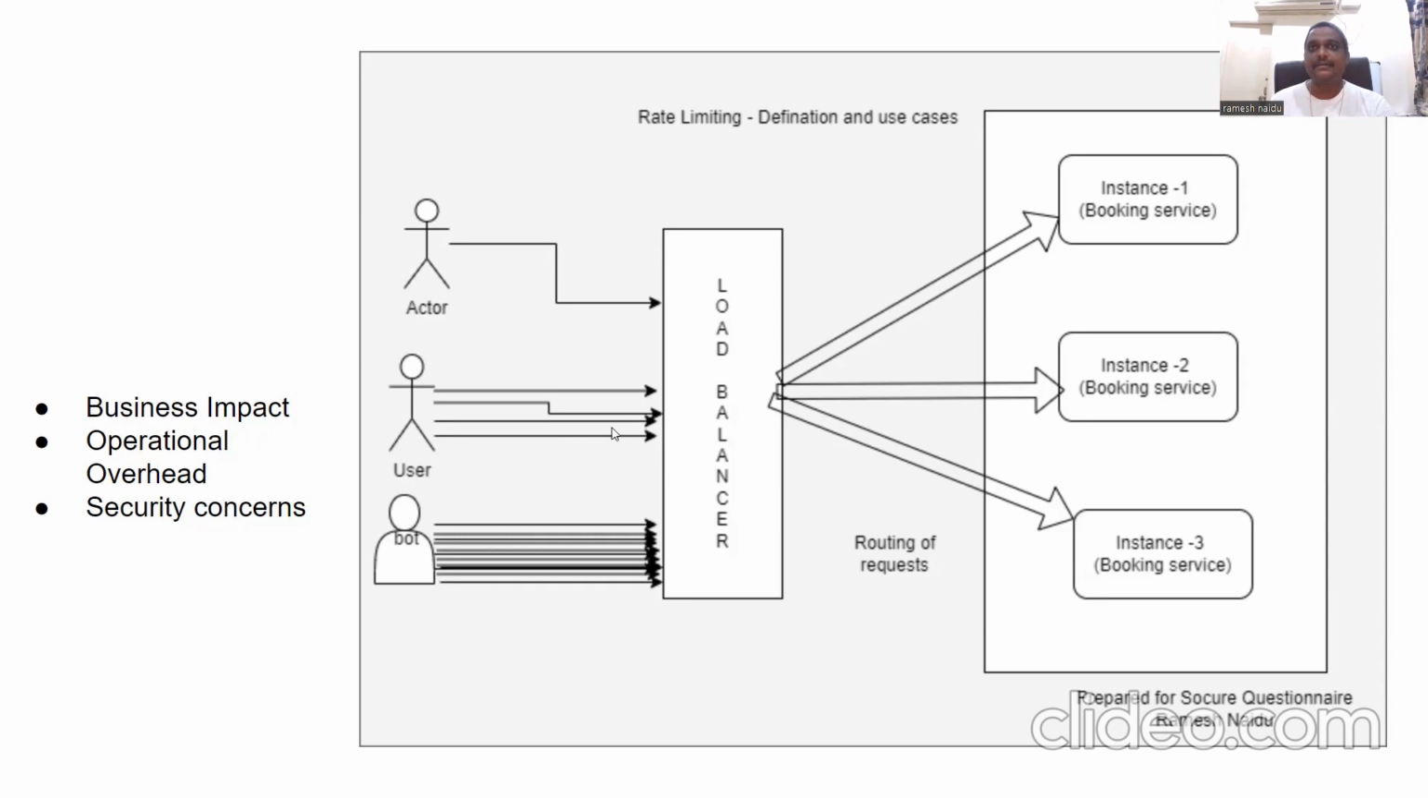We want to limit the number of transactions for a particular user or for a bot. So that's when we thought that rate limiting is very much useful. More than the business, the other problem which we faced was the operational overhead.